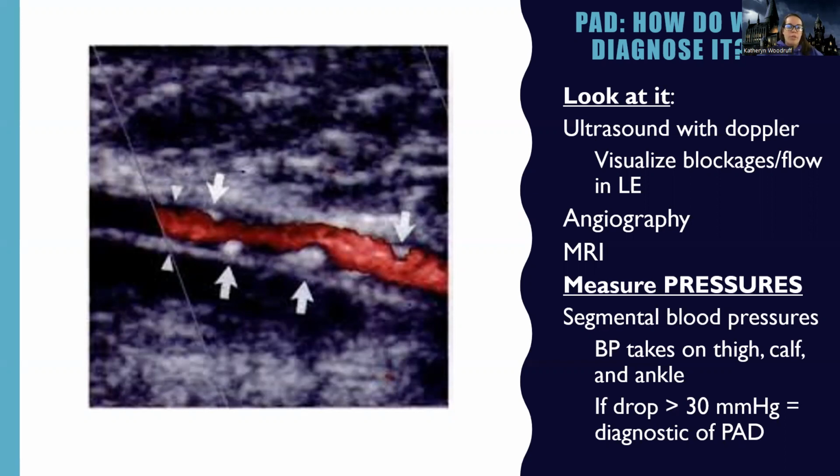We're also going to measure pressure. So we can do what's called segmental blood pressure. So we take a blood pressure on the thigh, a blood pressure on the calf, and on the ankle. And if there's a drop in the blood pressure greater than 30 millimeters of mercury, it can be diagnostic of peripheral artery disease. And this makes sense because effectively, if I'm having decreased flow because of blockages and plaques to my feet, as I take this blood pressure, you're going to see less and less pressure because there's less flow because of those blockages.